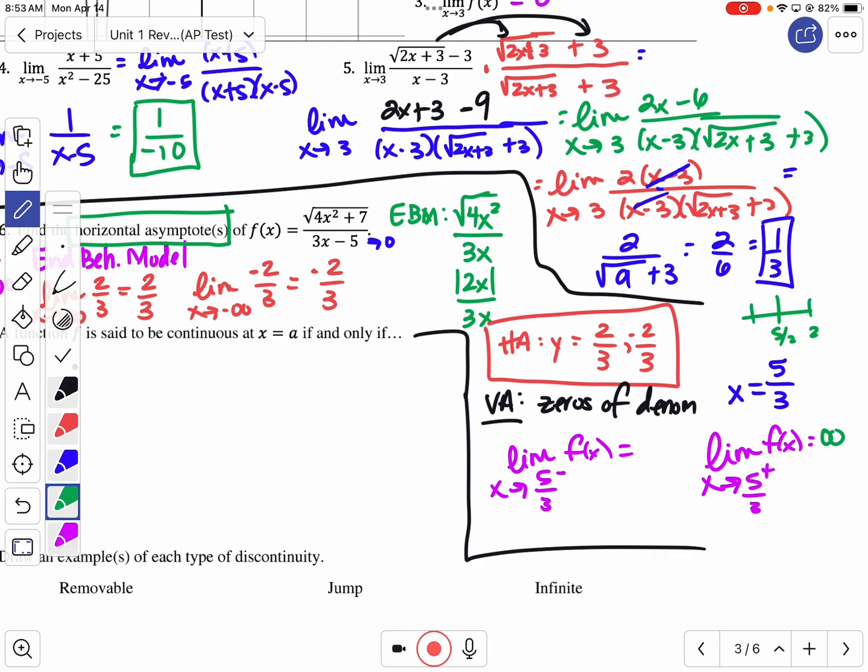All right, and then what could we choose coming from the left? Yeah, we could choose 1. And so if I plug 1 in on the top, I'm going to get a positive, because everything's added underneath there. On the bottom, 3 times 1 would be 4 minus 5. That gives me a positive divided by a negative, so negative infinity. So you're just checking values close to that asymptote. All right, so vertical asymptotes, it's the limit as x approaches.